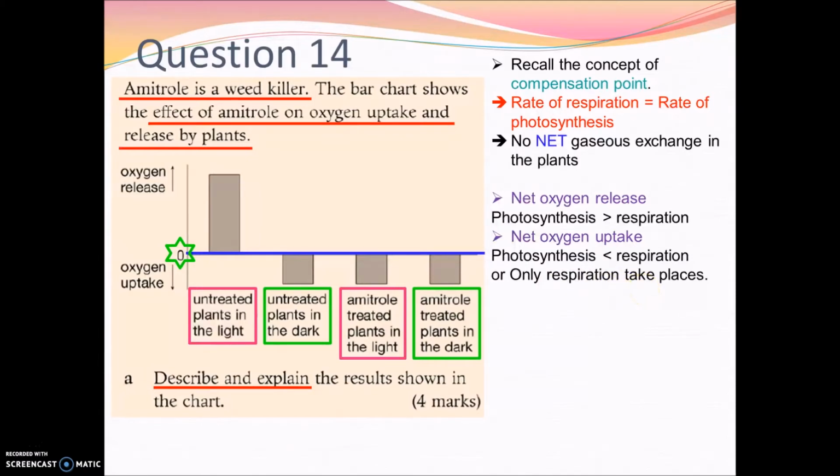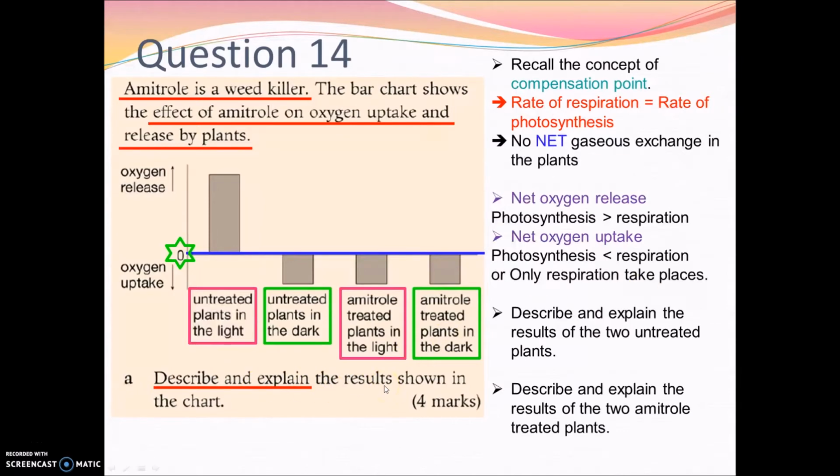Then we go back to the question. Describe and explain the result. There will be two parts. We need to describe and explain the result of the two untreated plants in the night, in the dark. Then we need to describe and explain the result of the two plants treated by the reticular, also in the night, in the dark. So remember, describe and explain. Don't just describe the chart.